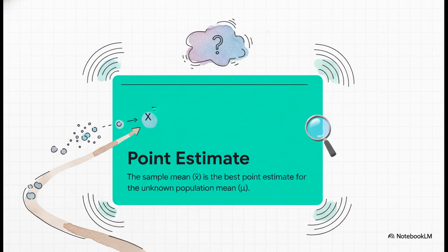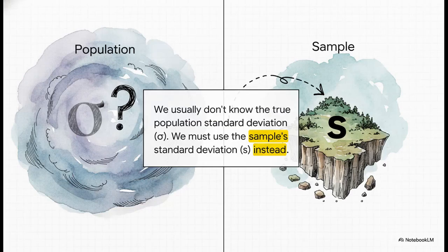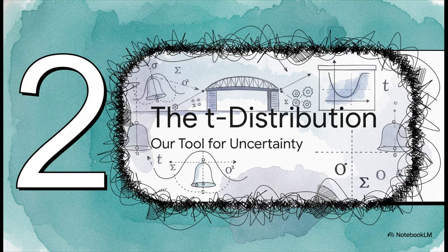Well, the most logical starting point is the average of our sample. We call this X bar, and it's our single best guess for the true population average, or mu. It's simple, but it's just one number. And here's where things get really interesting. In the real world, you almost never know the true standard deviation of the whole population. That's sigma. All you have is the standard deviation from your little sample, S. And using S instead of the real sigma adds a whole new layer of uncertainty that we have to deal with. So how in the world do we account for that extra uncertainty in our math?